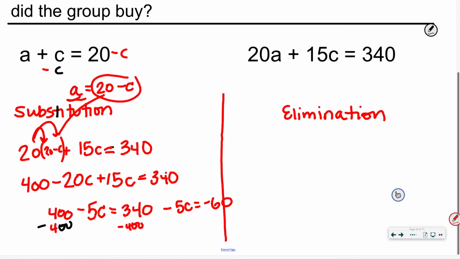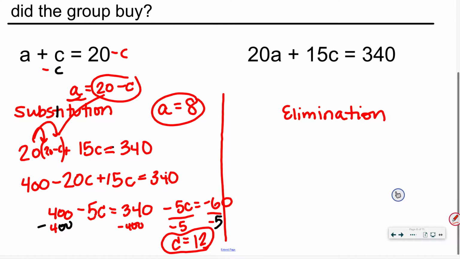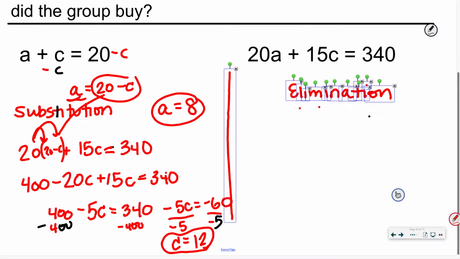Last thing. C equals 12. What does that mean? They bought 12 children's tickets. So going back to the beginning, the idea of finding the other variable is a little bit easier here. If they bought 12 children's tickets, how many adult tickets did they buy? 8. I did the whole equation just to figure that out.